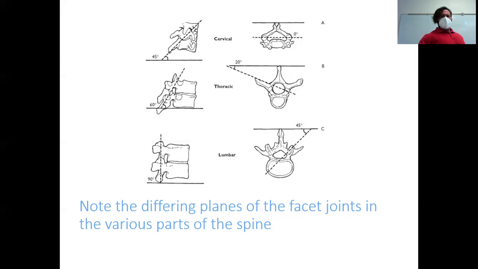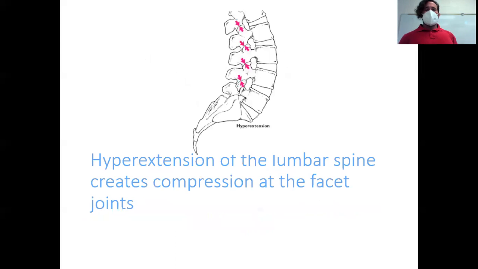Okay. So here, guys, when I talk about those angles, you can see how we get a steeper angle. So that's going to do a better job of receiving force, and you can see we're getting a wider angle with our facets that are going to do a better job of distributing force. So when we hyperextend, we're going to get that compression on the facet joints. Hence why they can be angry.